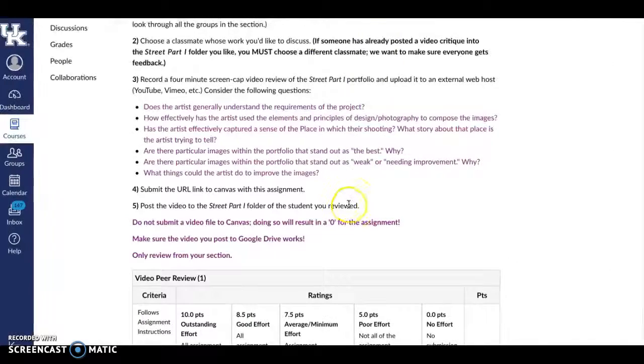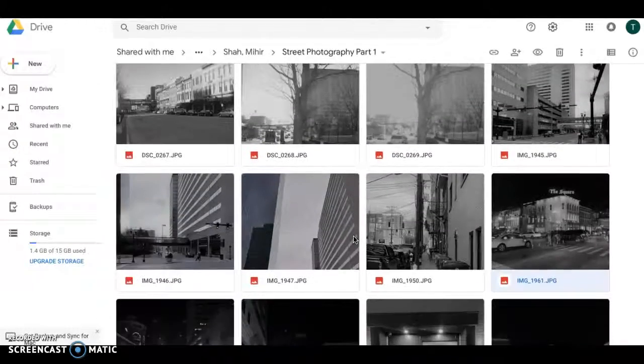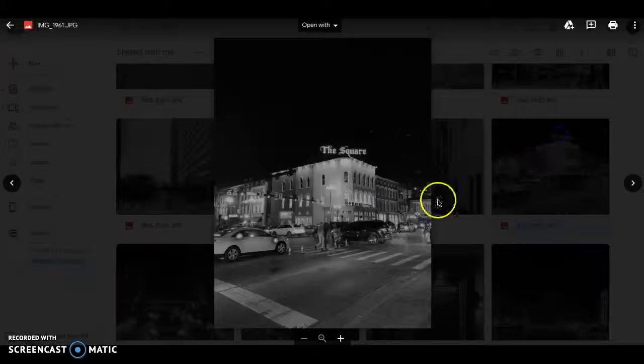Let's go back to the questions. Are there any particular images that stand out? Are there any that need improvement? So I did touch on some that stood out before. I think this is a great image. Having the square brings your eye right to it.